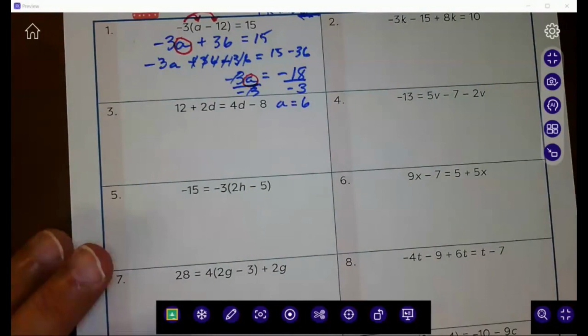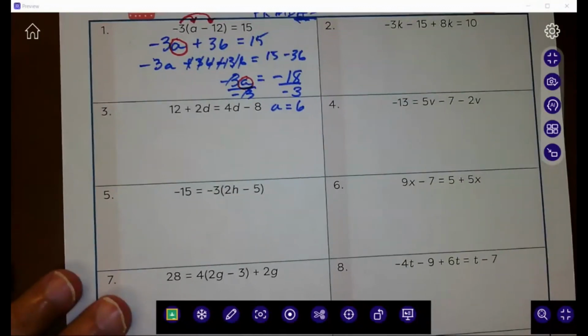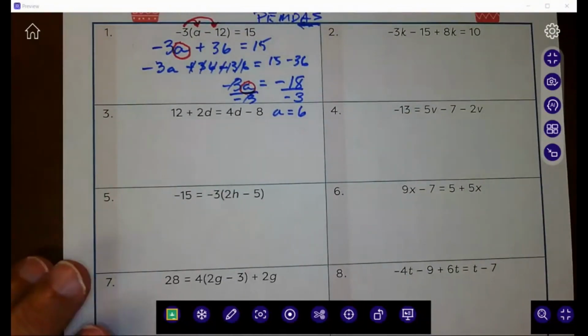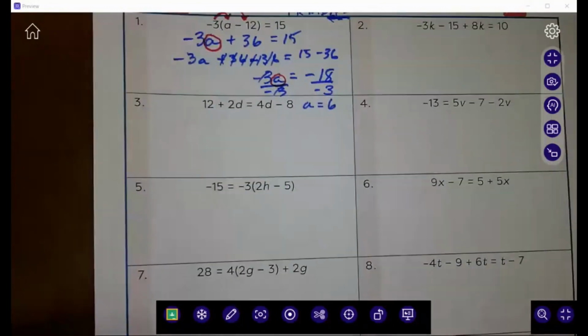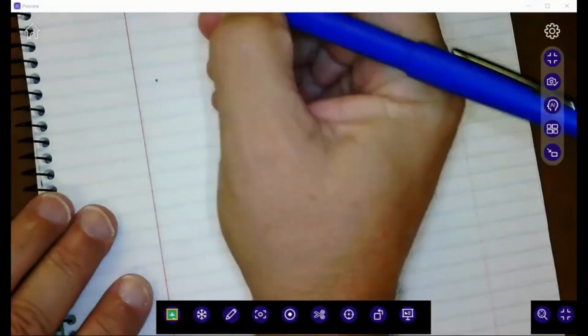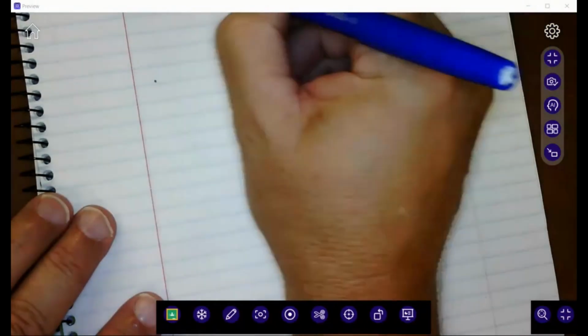I'm not sure we got enough room to do these on this paper, so I'm going to do them on a separate piece of paper. So I'm moving to number 2. Number 2 is negative 3k minus 15 plus 8k equals 10.